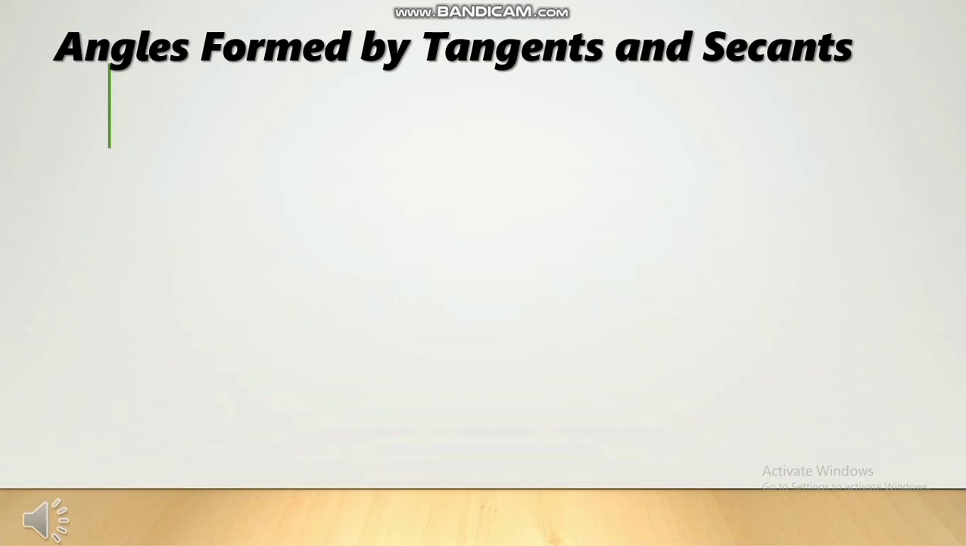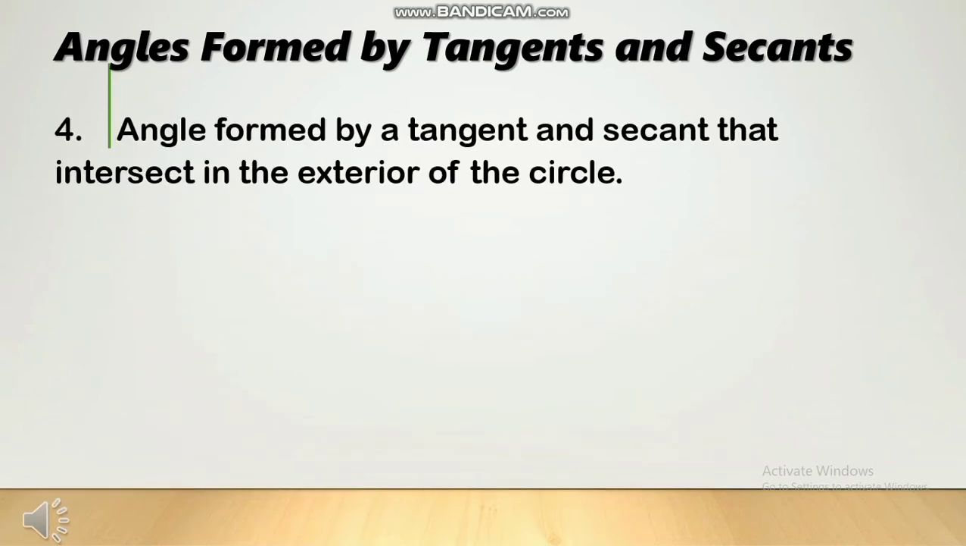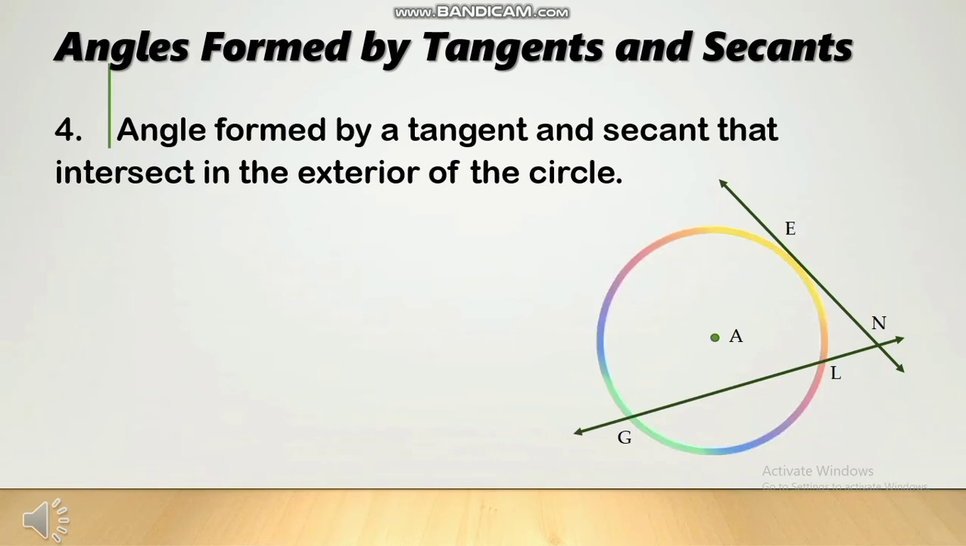For number 4, angle formed by a tangent and secant that intersect in the exterior of the circle. In the figure, we have circle A with a tangent line EN and a secant line GL which intersect at point N. So they intersect in the exterior or outside the circle. So there is an angle formed which is angle GNE.